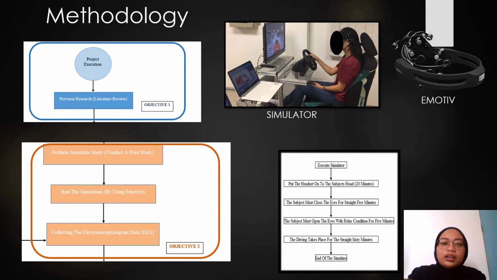Next, we move to the methodology. Start from the project execution by collecting articles from previous research and reports. This is to understand the current situation of road crashes in Malaysia to achieve the first objective. Then, run the experiment to achieve the second objective.